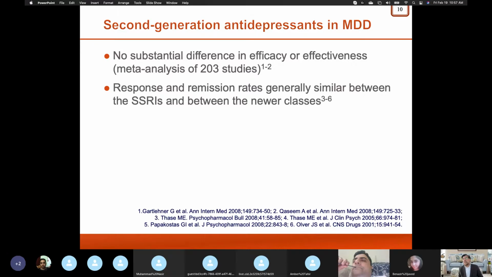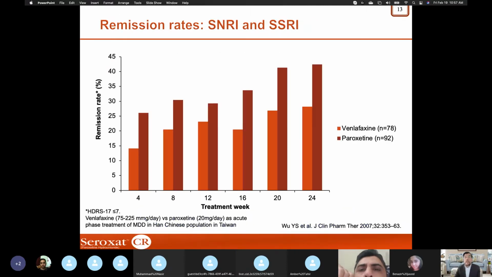Response and remission rates are generally similar between the SSRIs and the newer classes. The new drugs have their own benefits. They have fewer side effects. They have a more effective role in cognition. They are more effective in sexual dysfunction. So you can prescribe them, and they are good drugs. So why not?